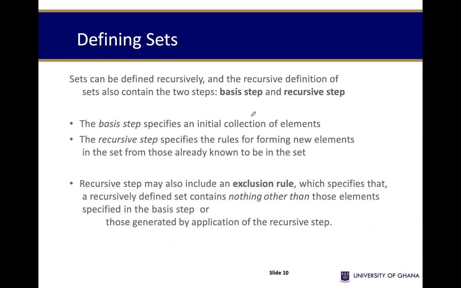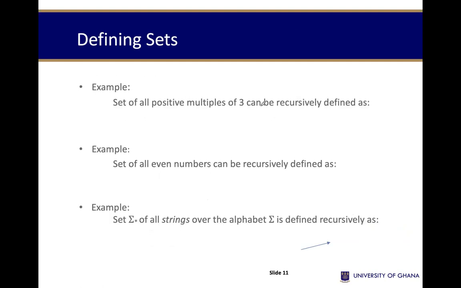All positive multiples of 3 can be recursively defined. First the basis step is 3 being an element of the set S. Then the recursive step: X being a member of S, and Y also being a member of S, then we can add these two numbers and we're good to go. Alternatively, we can always add 3 to X, assuming X keeps track of the increments of the multiples of 3, and then we are good to go, okay?